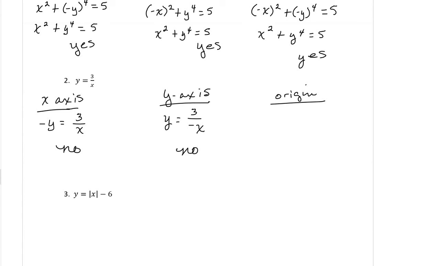To figure out if there's symmetry around the origin, I'm going to replace y with negative y, and I'm going to replace x with negative x. Now there's a couple of different things that I can do from here to deal with those negatives, but I think you can see that the negatives on both sides are just going to go away. So y equals 3 over x, and that is exactly what I started with. So there is symmetry around the origin.